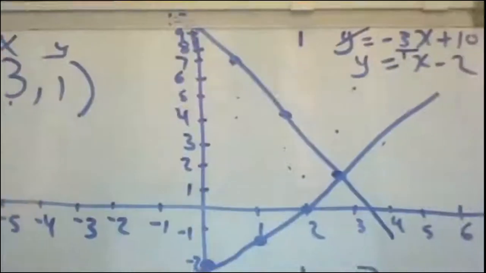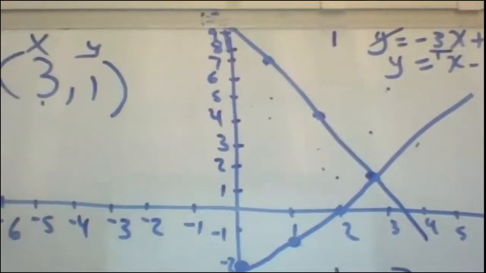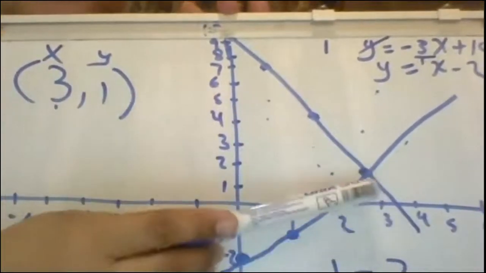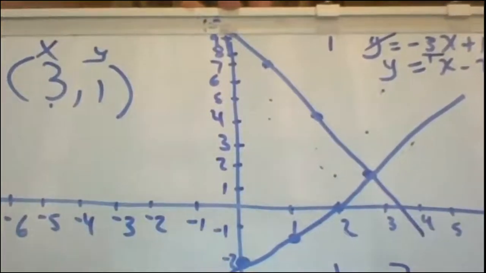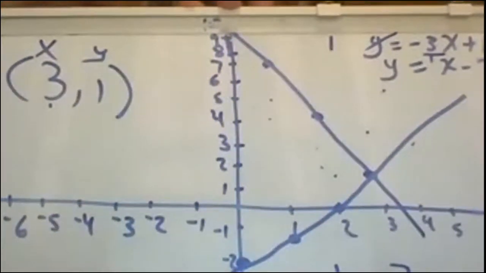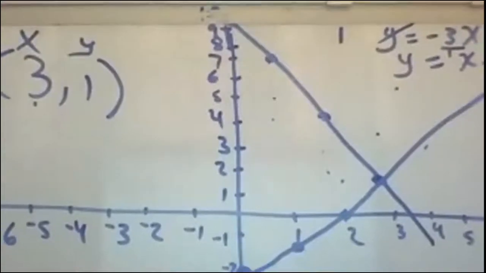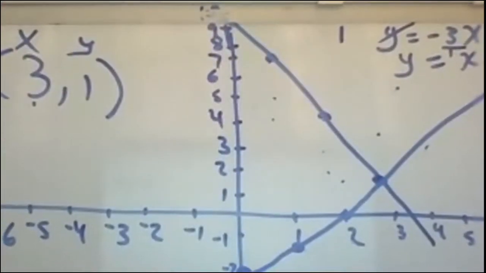And after we intersect with 3 and 1, what do we do next? After they intersect where? They intersect at how many points? 1 point, right? 3 and 1. So in this case, we will say that 3 and 1 will be a solution for the equations, right? So tell me the equations.